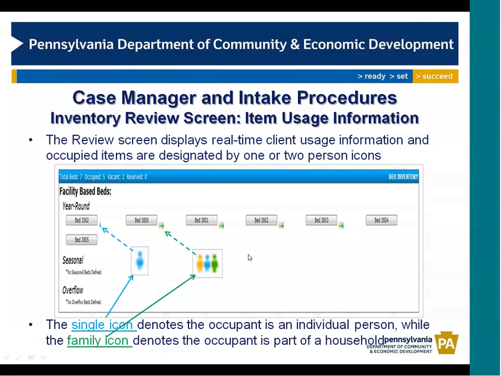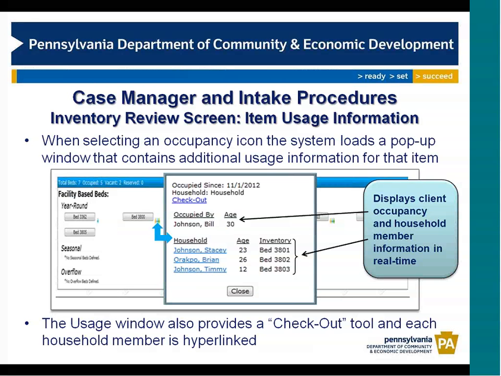It basically gives you an indication that when you're looking at that person or dealing with that person, you can't just deal with that person singularly. You probably need to deal with that person and other household members jointly. Now, these icons are just a quick reference. Whenever you load the review screen, you can get a quick glance at what's occupied and who's in them.